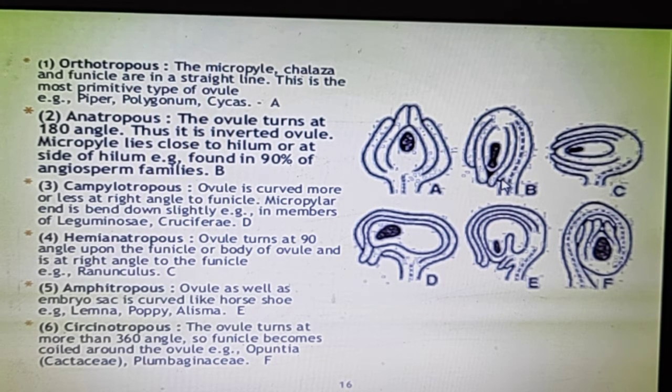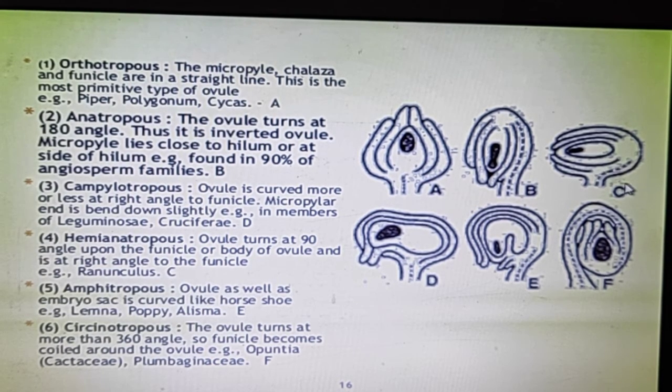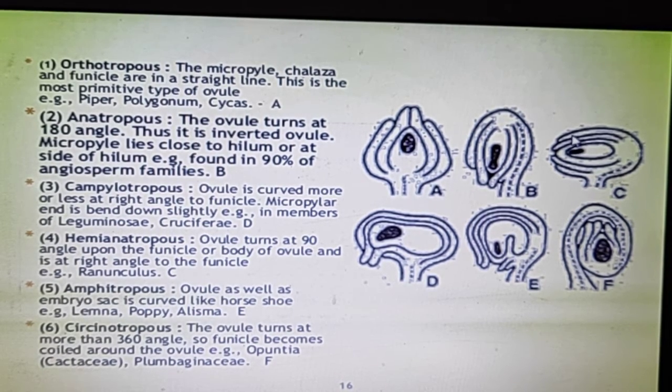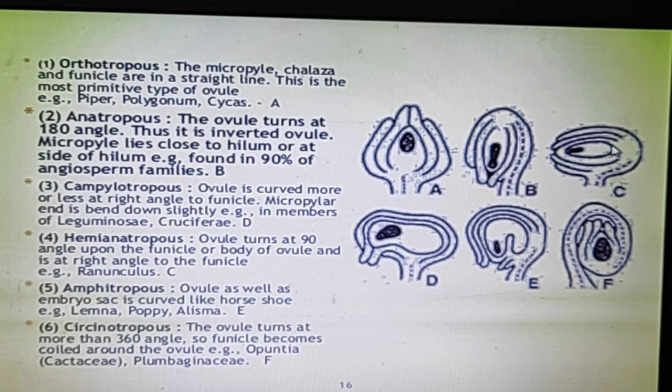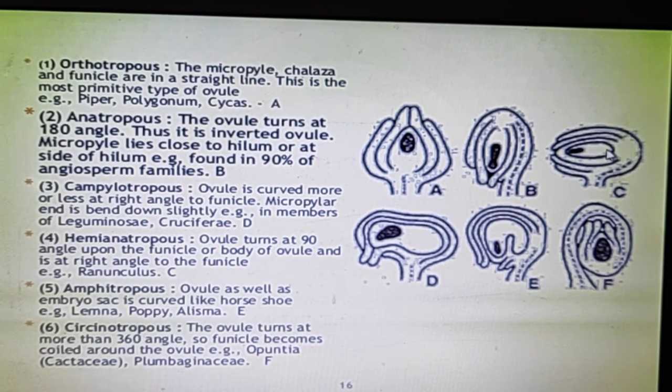Now next is the campylotropous. Such ovules are in a curved form like this. They form a C, a curvature form. A perfect C is forming here. Clear? These are present in the Leguminosae family, basically the pulses family. Such things we will observe.